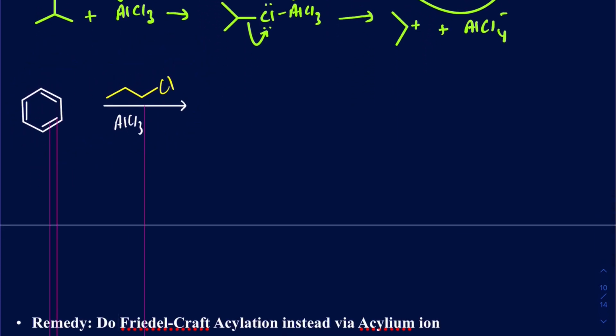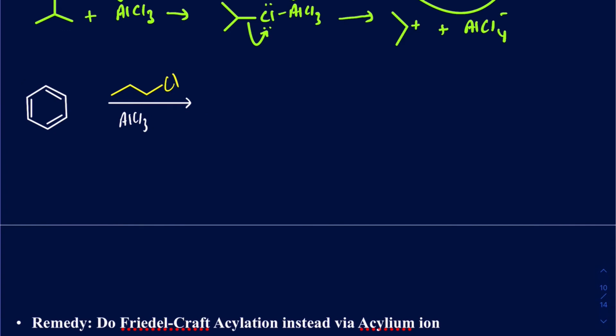What if you have something like this? This is where the drawbacks come in. If I take this example, I would expect that I'm going to get this product.